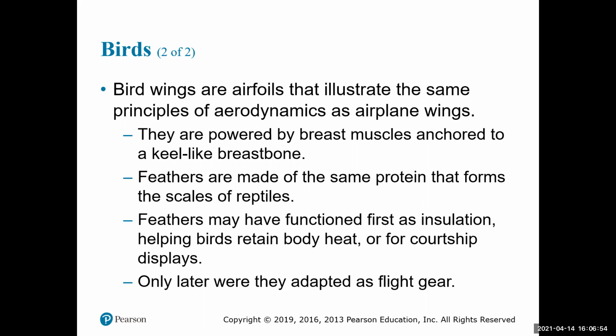And birds also have feathers. Like I mentioned, the early theropods we now know were feathered. And feathers are made up of the same protein that forms the scales of reptiles. So these feathers are just modified reptile scales that have formed a different function, right? Early on, we think feathers weren't evolved for flight. We believe that they would have served to insulate, to help retain body heat, for courtship displays, for behavioral adaptations. And later on, as the later theropods began to jump and glide, they became adapted as flight feathers.